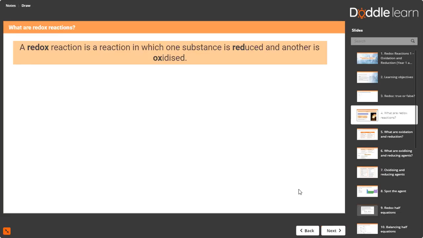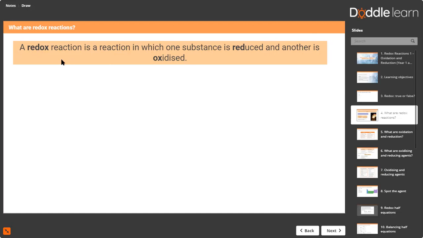So what are redox reactions? We use the term redox reactions a lot. What does it mean? I've said it a lot but we haven't actually covered it. A redox reaction is a reaction in which one substance is reduced and another is oxidized. So we're reducing and oxidizing in that one reaction. That is what a redox reaction is, and that's where we get the term.